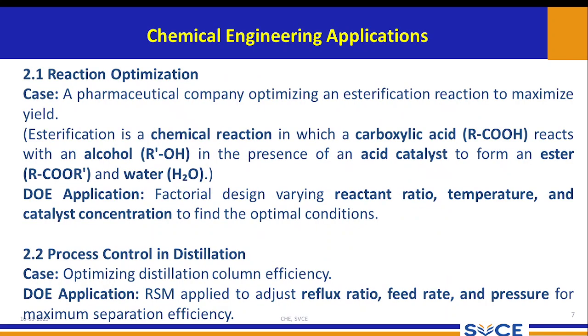Coming to the chemical engineering application where we are going to use this: reaction optimization. A pharmaceutical company optimizing an esterification reaction to maximize the yield. Esterification is a chemical reaction in which a carboxylic acid and an alcohol, in the presence of an acid catalyst, form an ester. Esterification is the formation of an ester, COO group, and water. Design of experiment application: factorial design, varying the reactant ratio, temperature and catalyst concentration to find the optimal condition. So here the factorial design has been used.